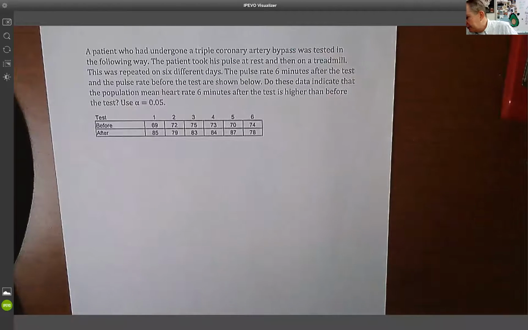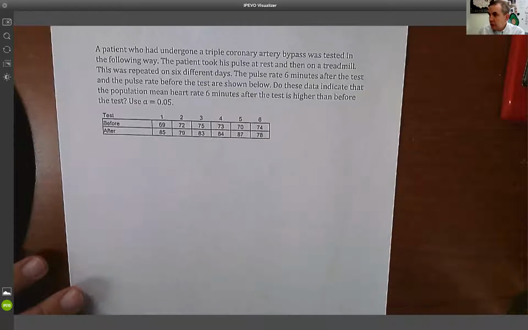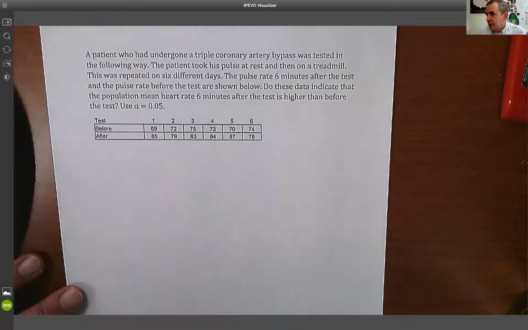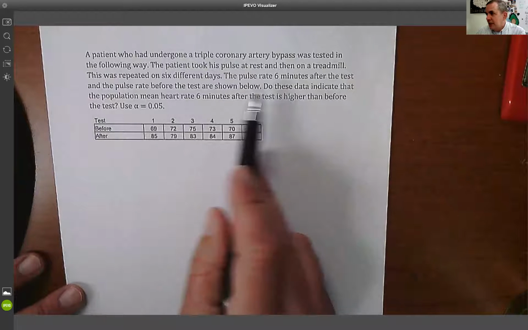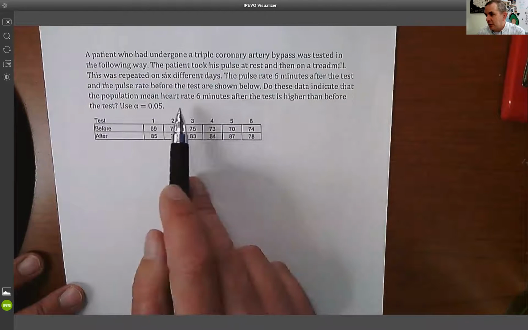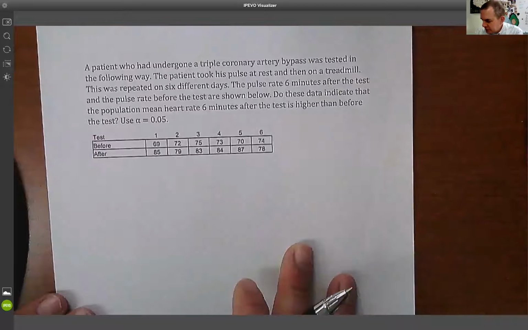So looking at the problem, it states that a patient who had undergone a triple coronary artery bypass was tested in the following way. The patient took his pulse at rest and then on a treadmill. This was repeated on 6 different days. The pulse rate 6 minutes after the test and the pulse rate before the test are shown below. Do these data indicate that the population mean heart rate 6 minutes after the test is higher than before the test? Okay, so basically what we're finding out is that this is called a matched pair.